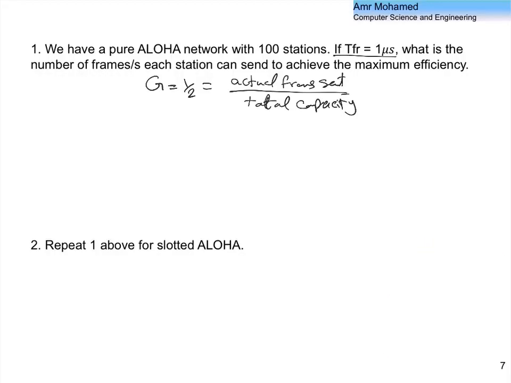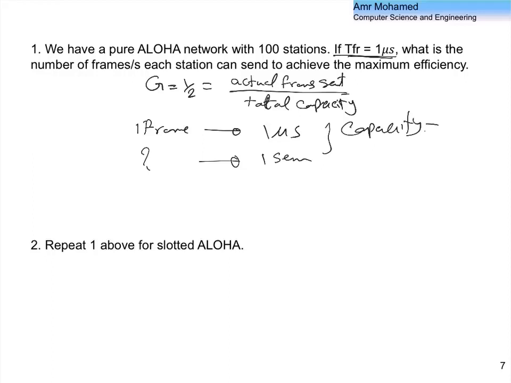So it's interesting because we have only one number, the frame transmission time, but we know that if one frame takes 1 microsecond to be sent, how many frames can we send in 1 second? So this is the capacity. From here we can simply say that the capacity equals 10 to the power 6 frames per second. So the system now can send a total capacity of 10 to the power 6 frames per second.